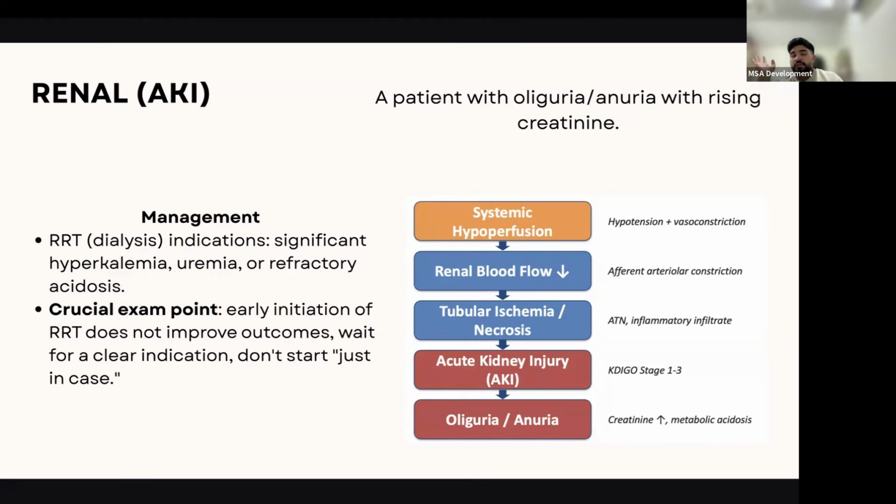Not, "Oh, the patient is having AKI, let's put him on dialysis."